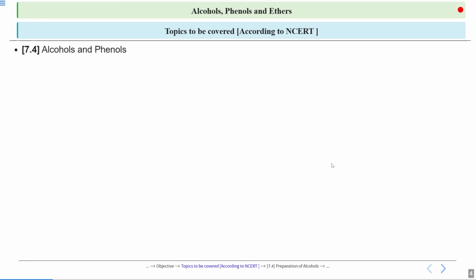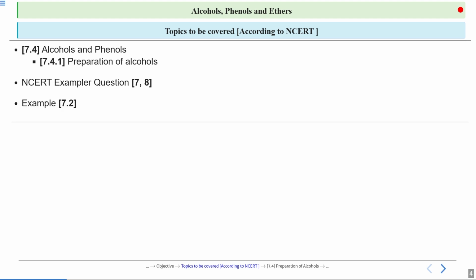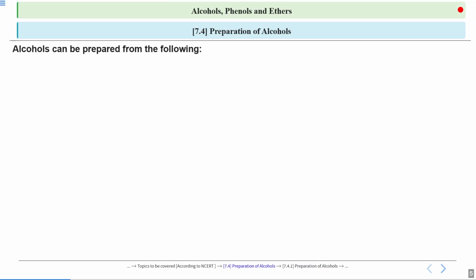So what are the topics that we are going to cover today according to the NCERT? First of all, the section 7.4, alcohols and phenols, and in that we will cover the section 7.4.1, preparation of alcohols. We will also solve NCERT exemplar question number 7 and 8 and the example 7.2. So let's start with the preparation of alcohol, section 7.4.